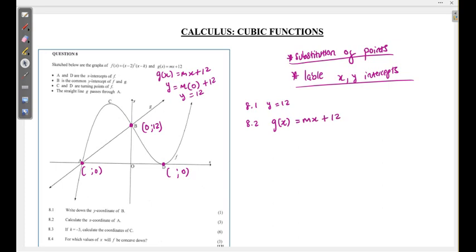Now, since it's mx plus 12, we do not know the gradient. Now, to get the gradient, good people, what did I say? Substitution of points. So you already know B, right? You can substitute B there, or let's see, if you substitute B there, x will be 0 and y will be 12. Okay, no, that one is not going to assist us, right?